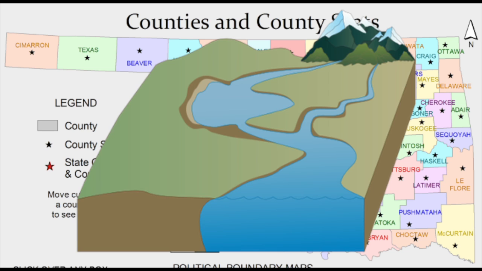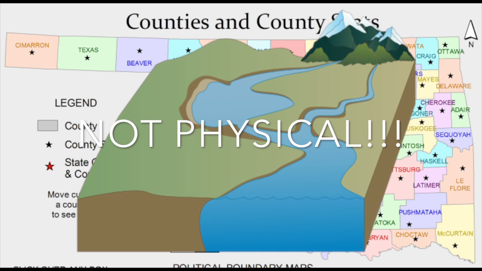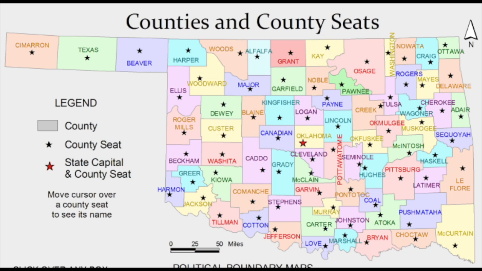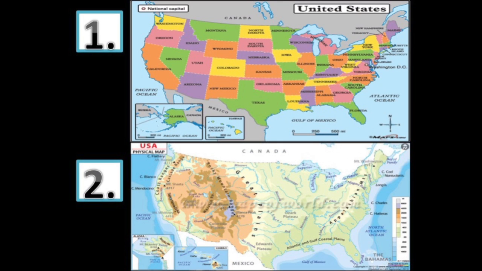We don't see mountains, rivers, or other environmental elements, so we know this is not a physical map. What we see are county boundaries, the state capital, and county seats, or the main governing office for a county. Let's look at these maps side by side. Which one of these two is a physical map, 1 or 2? 2 is the physical map because it shows rivers, lakes, mountains, and elevation, but it doesn't show states, boundaries, or capitals.